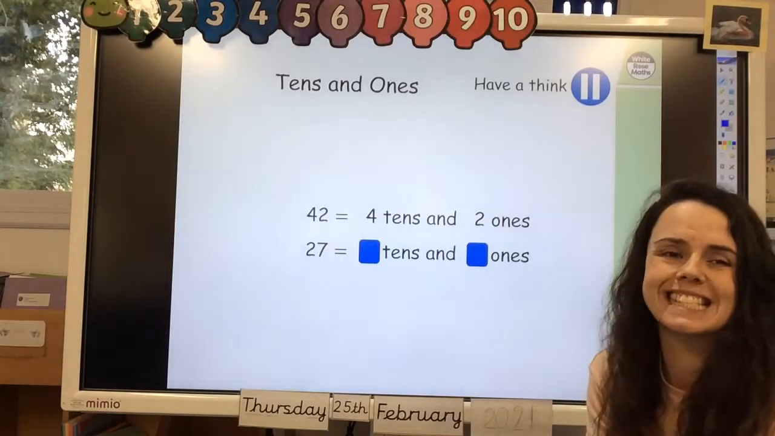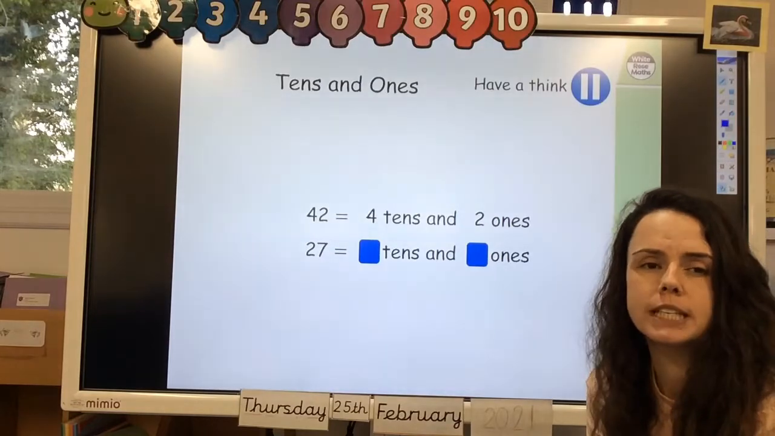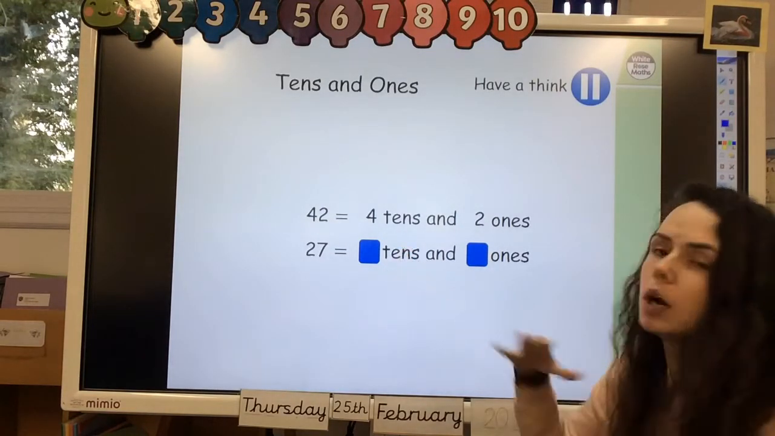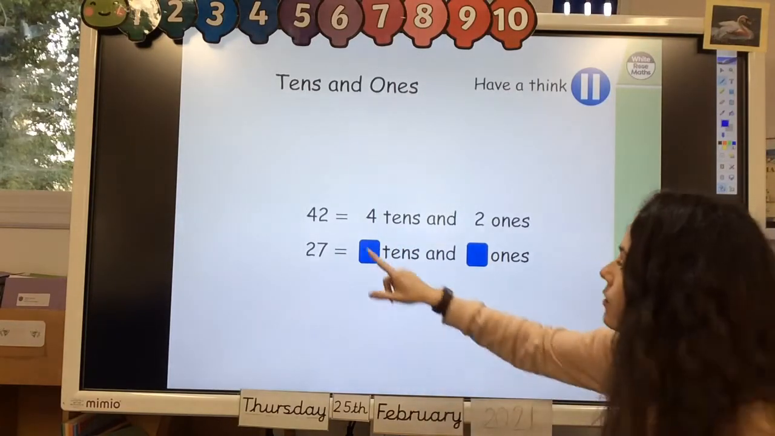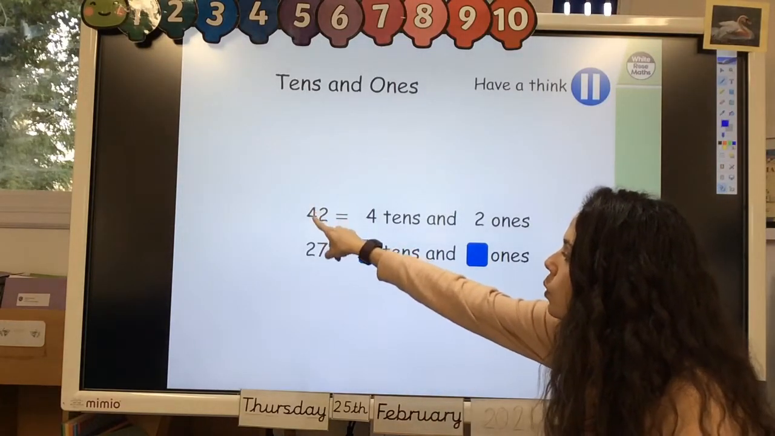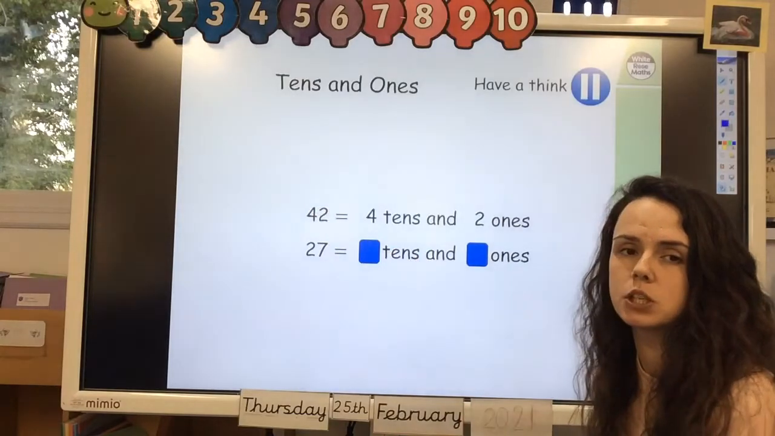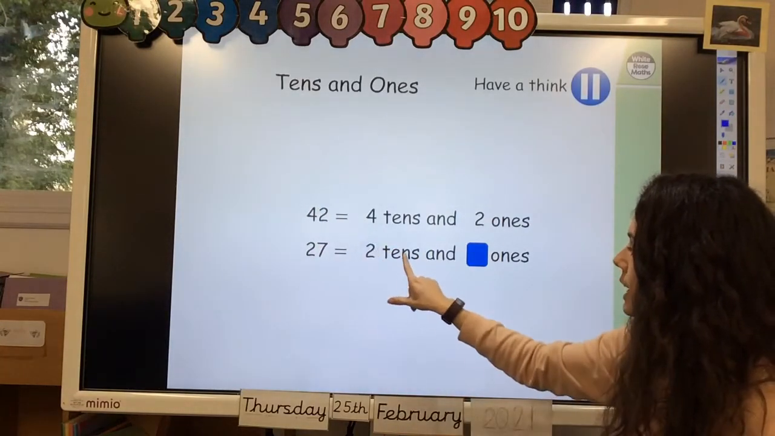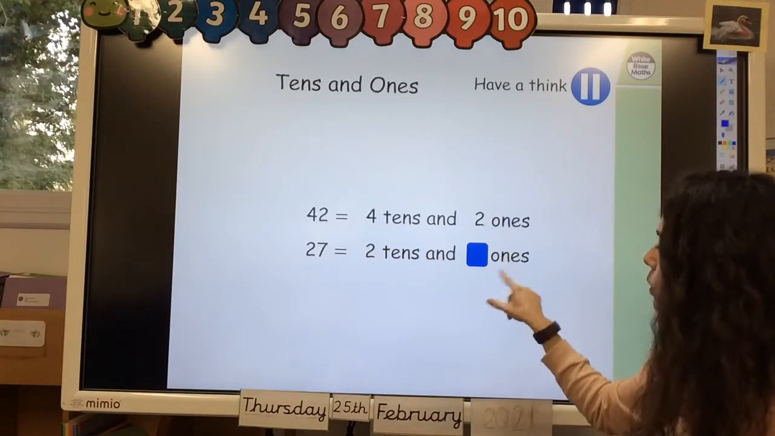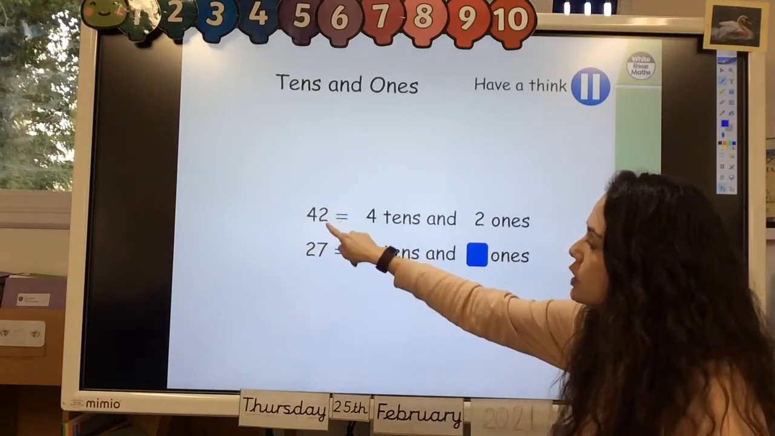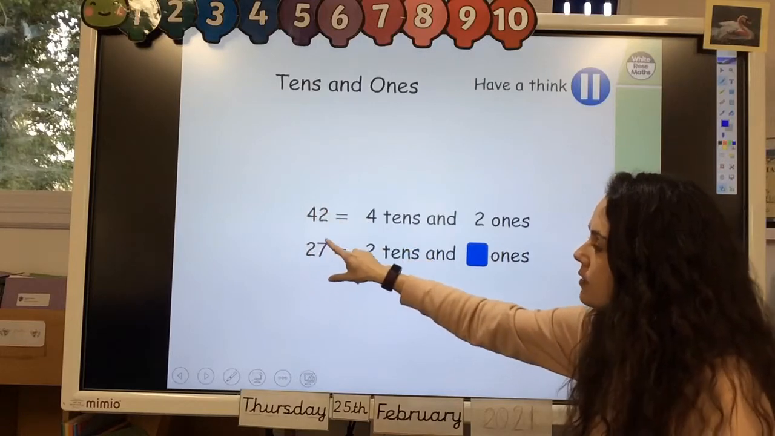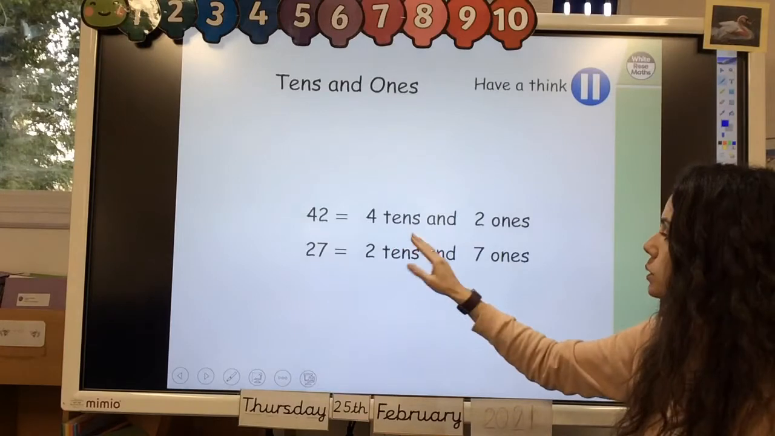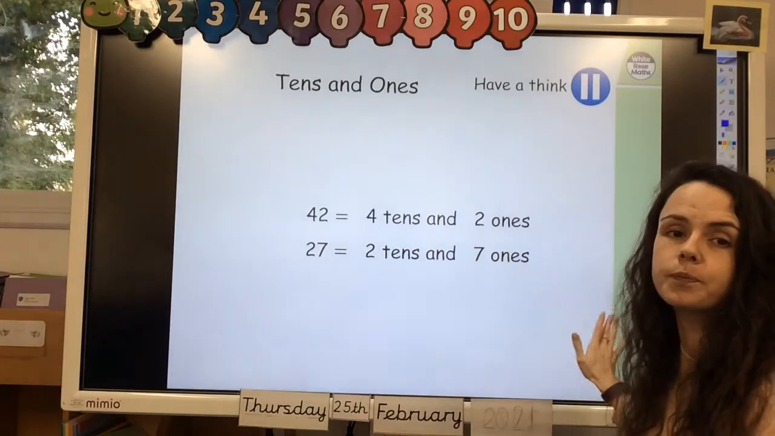What about 27? If I was to make 27 with my 10 sticks and my cubes, how many 10s would I need? If 42 needed 4, how many 10s would 27 make? It just needs 2. So 2 10s and how many 1s? 42 had 2 1s, 27 has 7 1s. Well done. So 2 10s and 7 1s.